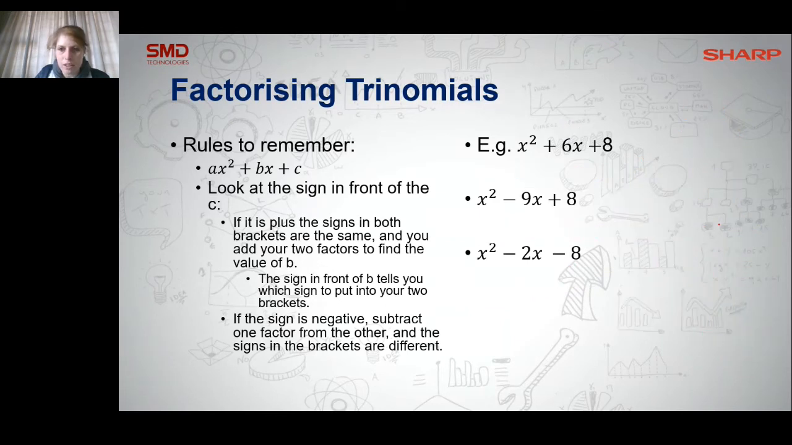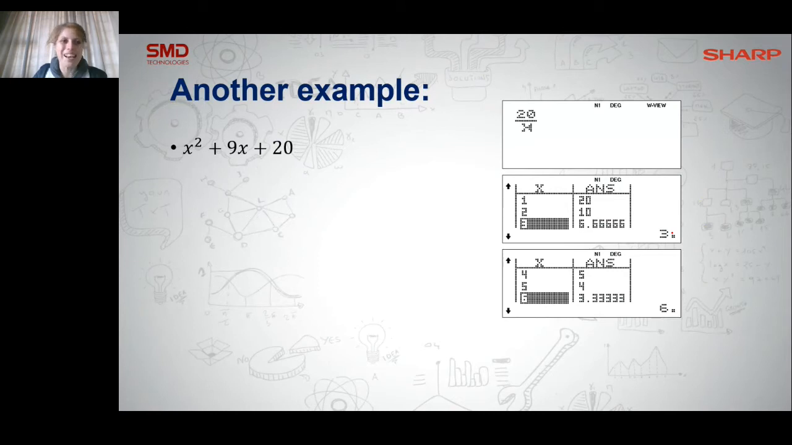I'm going to erase everything, so I hope you weren't writing anything down. So here's another example, a little bit more complicated. Here are your factor pairs: 1 and 20, 2 and 10, 4 and 5, 5 and 4. The sign at the back is a plus, so it means my signs in the brackets are the same, and I'm going to have two plus signs. So I'm adding the two things together to get my middle term.